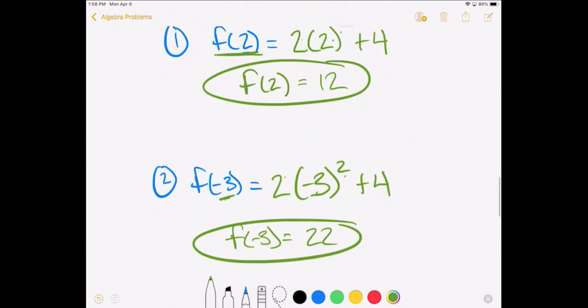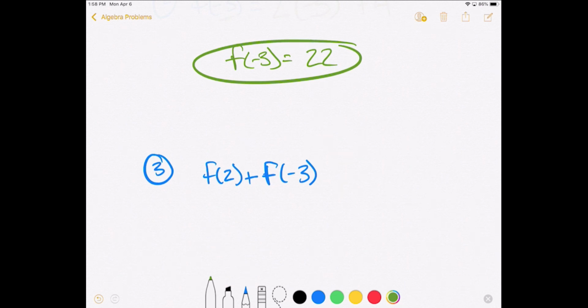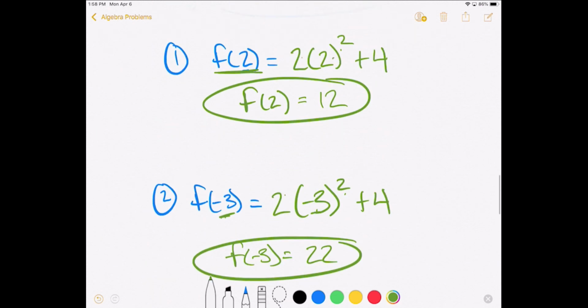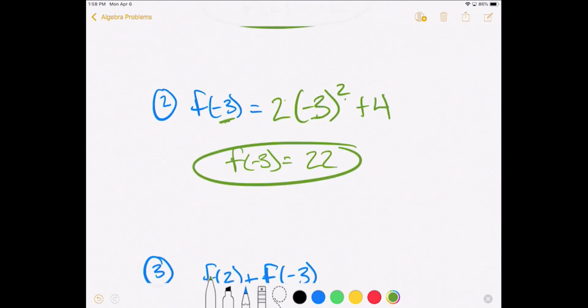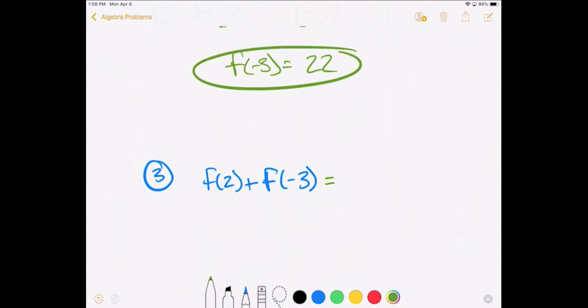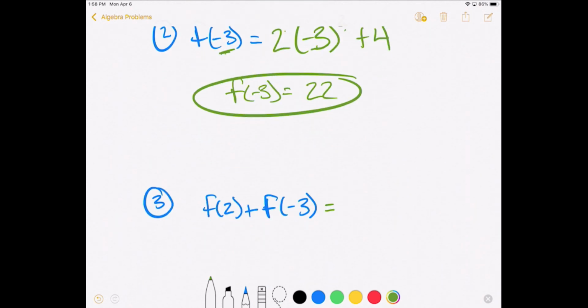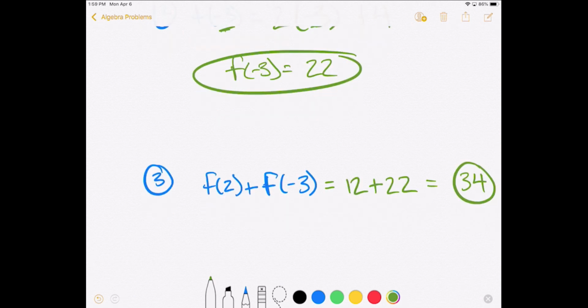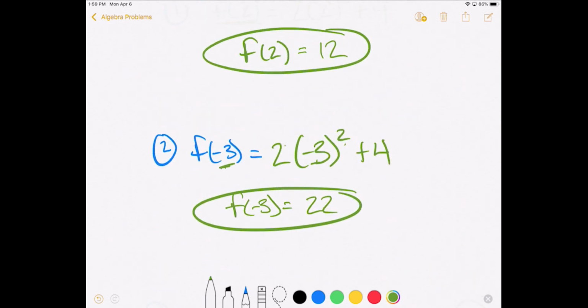Here, this wants me to find f of 2 and f of -3 and add them together. Luckily for you, you already found them up here. So all you have to do is take our two answers, which is 12, and add 22. So my answer is 34. Now, it's not always going to be that easy, okay? You're going to have to sometimes find both of these, actually, and then add them together. Okay, but I was nice and did 2 answers you already had.